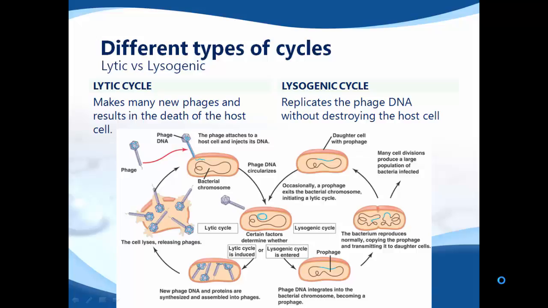And then the bacterium reproduces normally, copying the prophage and passing it into daughter cells. Whenever the cell divides, half of its DNA goes to each daughter cell, each with the prophage. Occasionally a prophage exits the bacterial chromosome, initiating a lytic cycle. So in the end, the lysogenic cycle can turn into the lytic cycle.